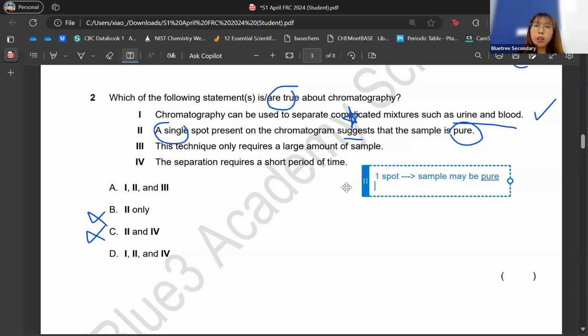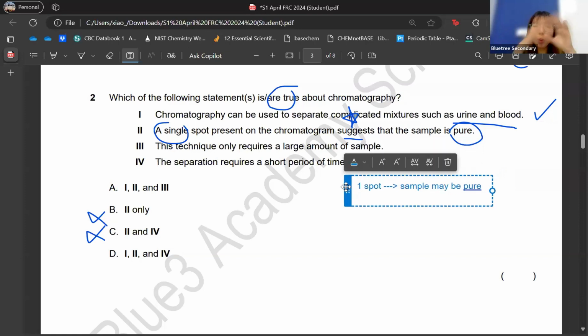Okay, the reason is because the components in that one spot may all be soluble in that same solvent. So what can we do to check that that one spot is not made up of many different components? We swap the solvent. Okay, so if we change the solvent and we realize that now this sample gives me more than one spot, then from that we can confirm that initially in the first chromatography, the sample is not pure.